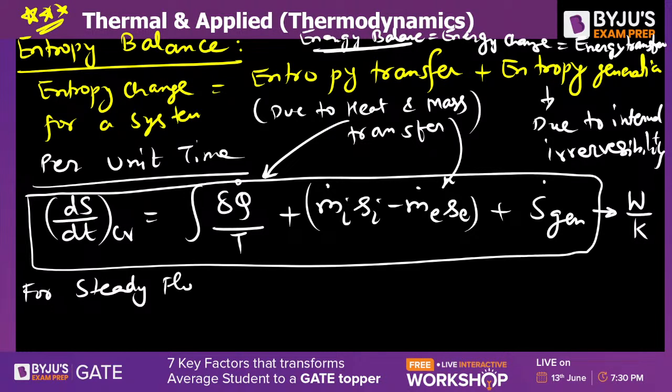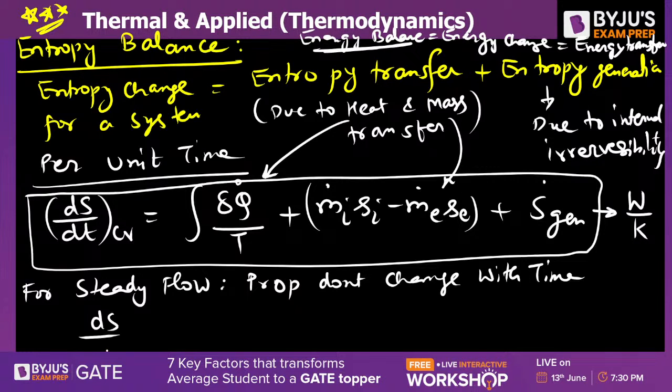So if it is steady flow, for a steady flow, properties do not change with time. Do you understand? So ds by dt in the control volume will be 0. Properties do not change with time. So this term will become 0.